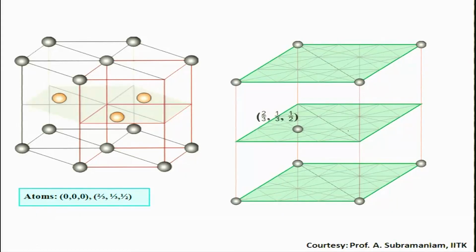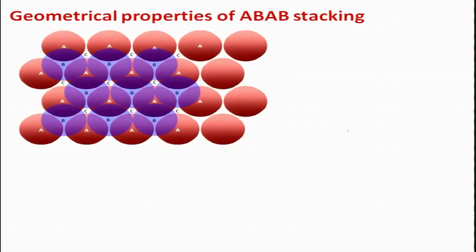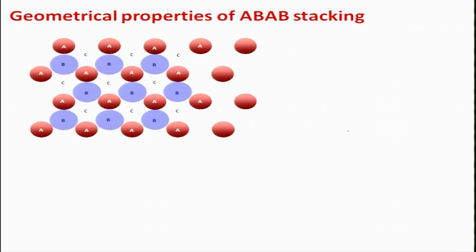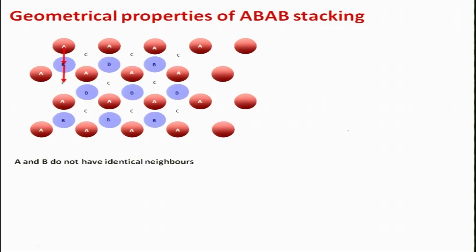This is another representation of the hexagonal close packed lattice. So let us see the geometrical properties in this case. You have AB kind of stacking. I have just made them a little smaller. The reason why it is a primitive unit cell is that A and B do not have identical orientation of neighbors. You see, the definition was that if lattice points are the same, they must have identical neighborhood. Here they do not have identical neighborhood because of the presence of a vacant, let us say, C position, or there is no C position as such.